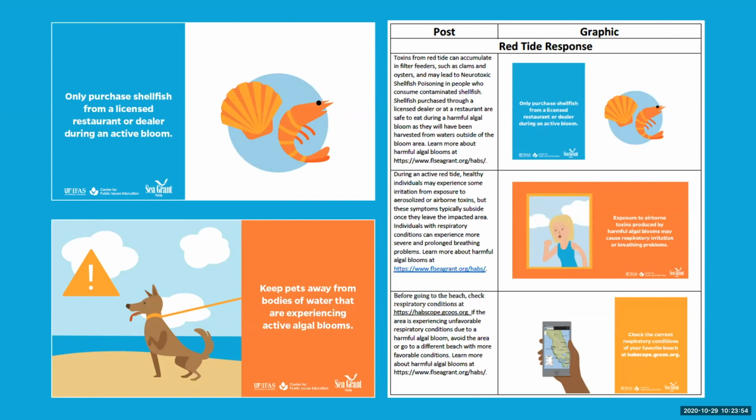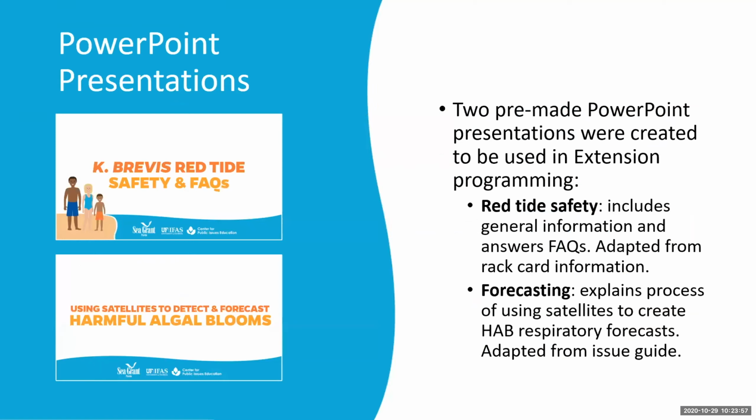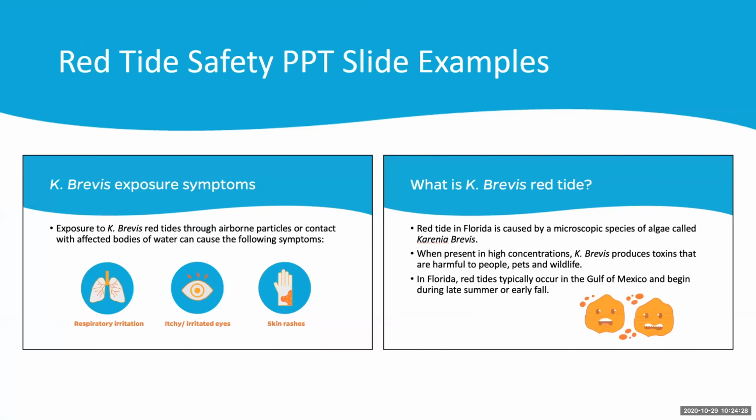For those who like more of a personal presentation, we also have two PowerPoint slide sets that include a lot of the information that we've already talked about today during Betty's discussion. One is on red tide and safety, and more about a kind of a FAQ type of an approach. The other one is on satellite imaging and how satellites are used to detect HABs and the idea of forecasting. So in the next couple of slides here, you'll see some examples of the PowerPoint slides that again are available to you to incorporate into your own presentations.